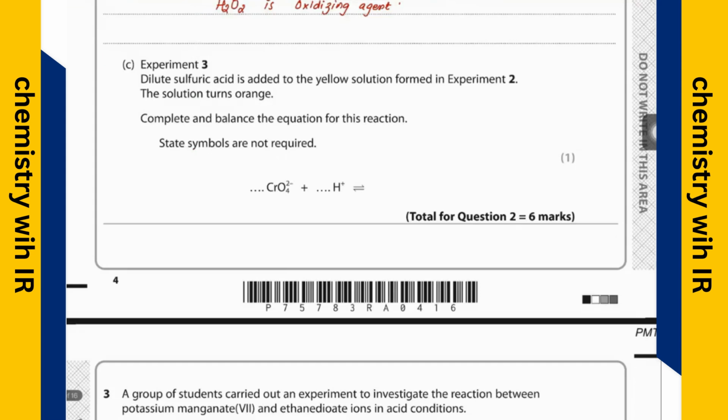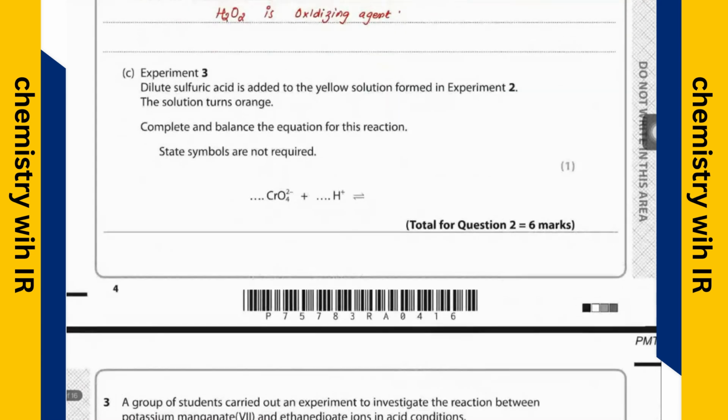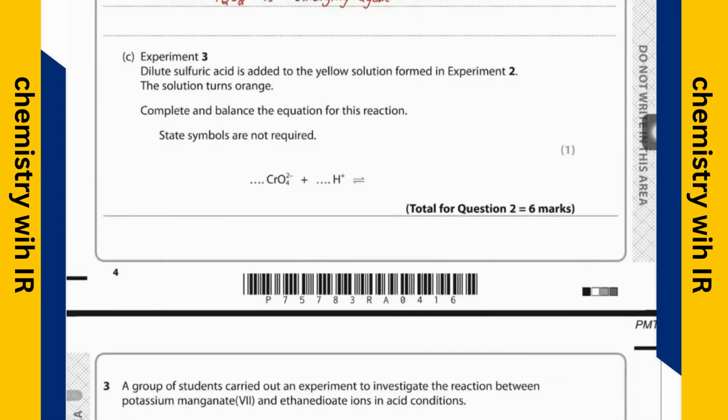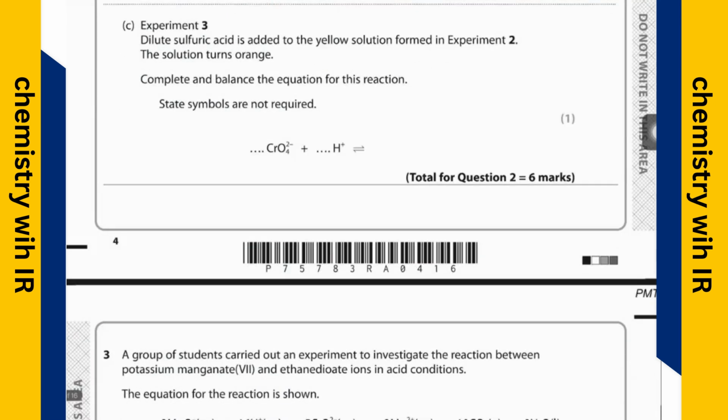added to Ah, the yeah, yellow. yes, yes. Yeah. Okay. No, no, no, no, no. Correct, Experiment, correct. no? Okay. Understood, understood. Experiment 3, dilute sulfuric acid is added to the yellow solution formed in experiment 2. The solution turns orange. Okay. Complete and balance the Orange. equation. Oh my God. State symbols are not required.